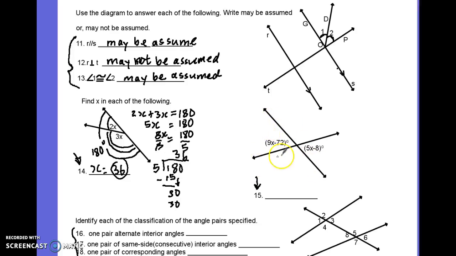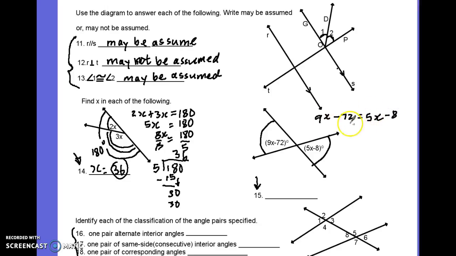Okay, here we got two lines intersecting. We have an angle over here and an angle over here. Notice I'm giving the same single arc because these two angles bear a special relationship to each other. What is that? I can just hear some of you saying, the vertical angles they are. Vertical angles are always equal to each other, or congruent to each other. So 9x minus 72 is equal to 5x minus 8.